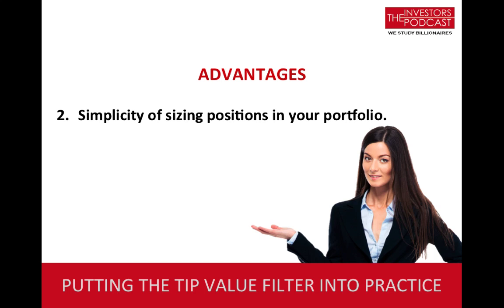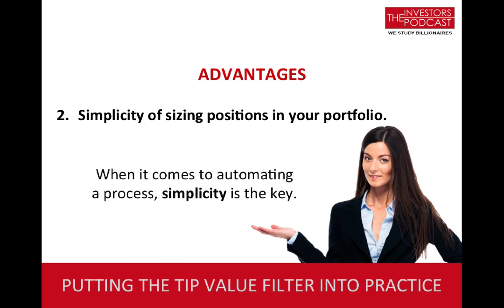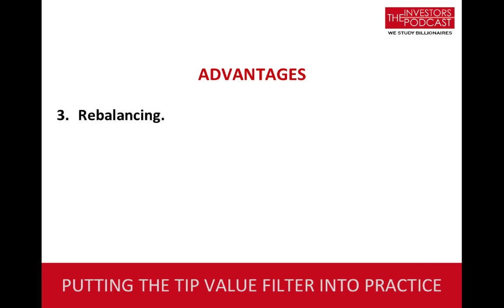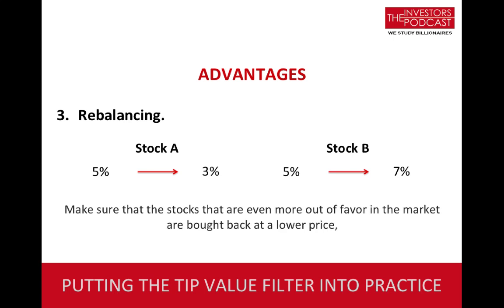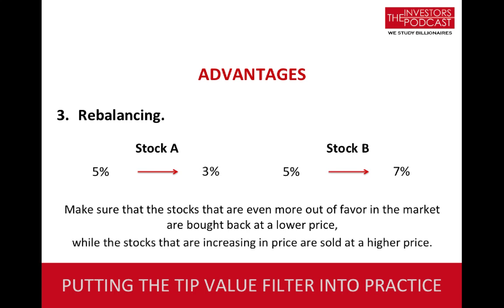However, the counter argument is that when it comes to automating a process, I'm a huge believer in simplicity. This is especially true when you start to rebalance your portfolio, which leads me to the third advantage: rebalancing. The stock that originally composed 5% of your portfolio might drop and now only account for, say, 3%, while another stock that was originally at 5% of your portfolio soared and is now 7%. What to do? You make sure that those stocks that are even more out of favor in the stock market are bought back at an even lower price, while those stocks that are increasing in price as a reflection of the market realizing the potential will be sold at a higher price.